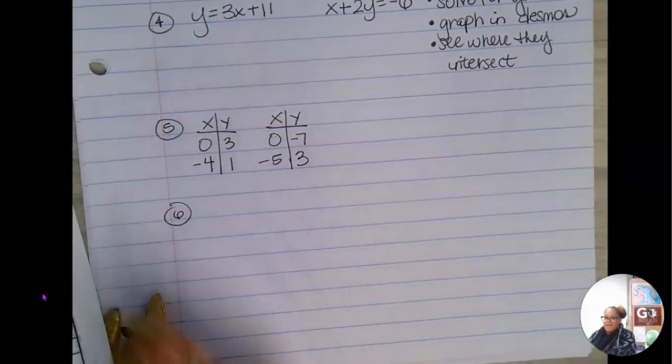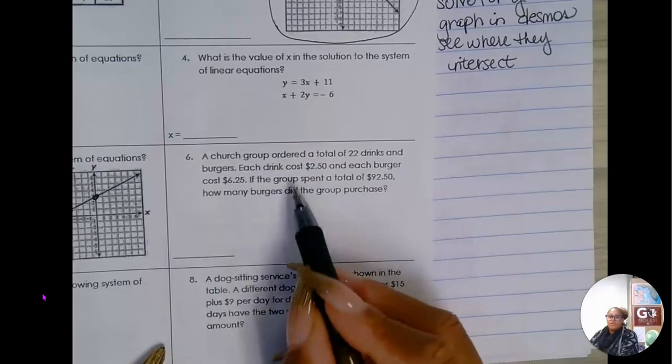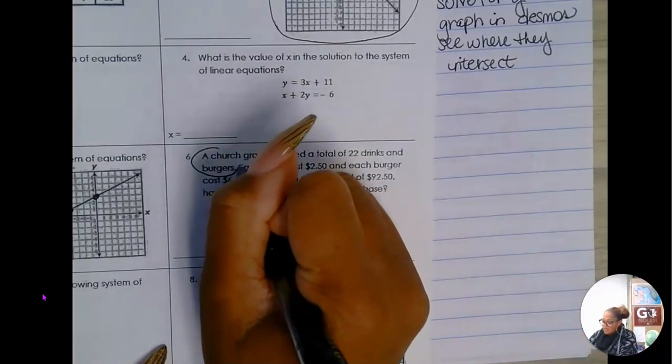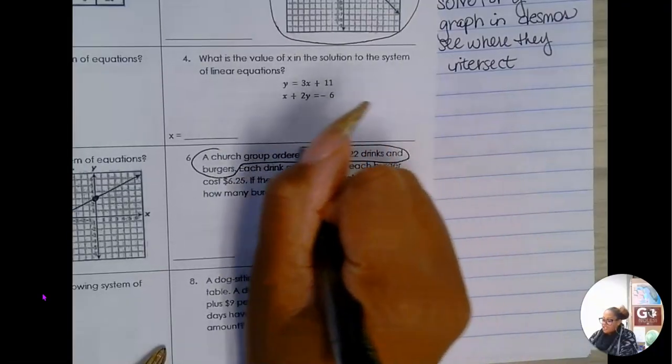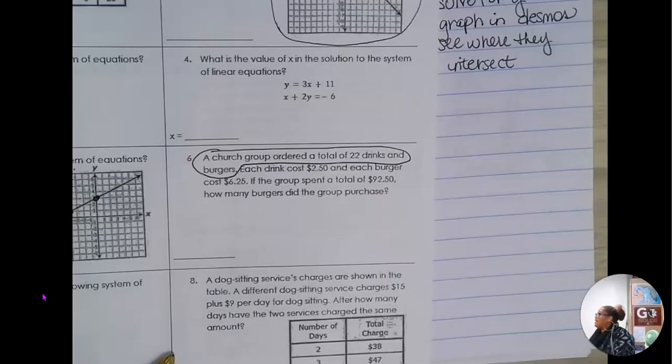Now number 6, I've got to build my system here, okay? I've got to build the equations as well. It says a church group ordered a total of 22 drinks and burgers. That is an equation there. They did not get just 22 burgers, y'all. I need you to understand that, okay? They got drinks and burgers. Do we know how many of each? No.